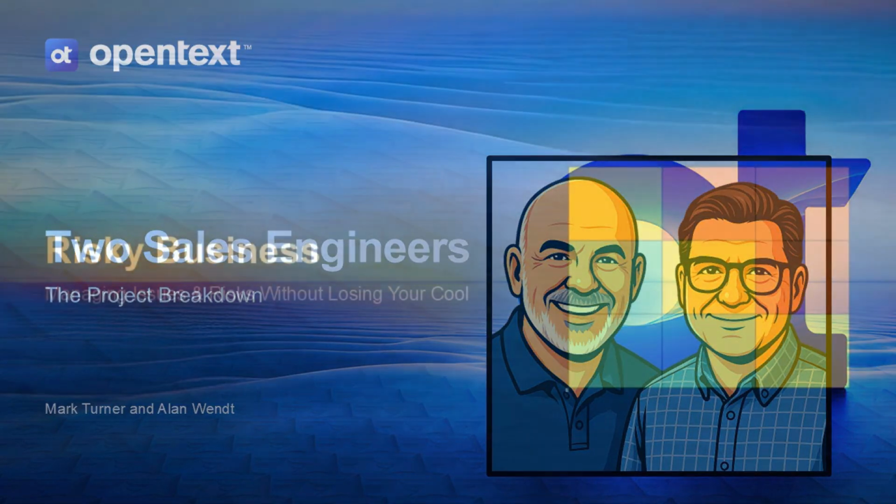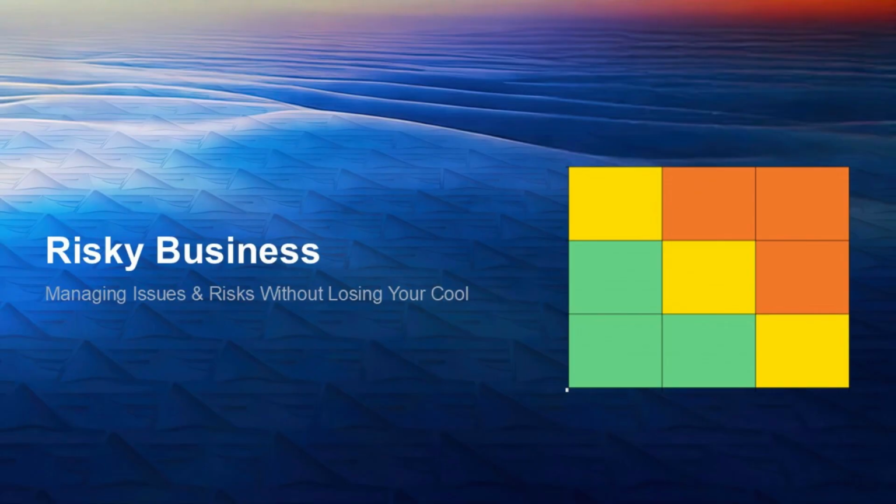Today, we're talking about something every team runs into: risks and issues. They might sound scary, but don't worry, we have got your back. We'll explain what they are, and most importantly, how to handle them. We'll also show you how a tool like OpenText's PPM can make tracking and managing those risks and issues much easier.